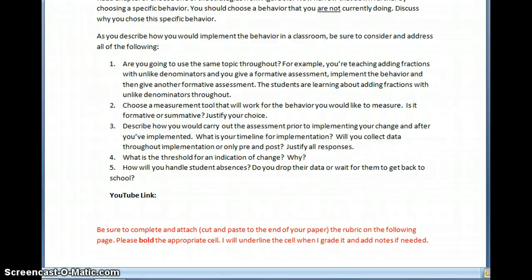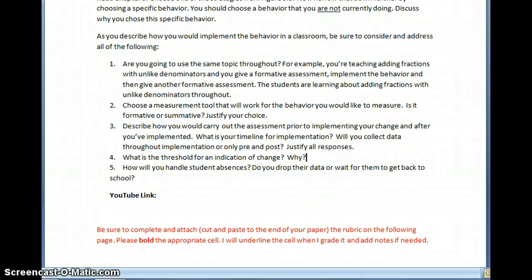Just tell me what you think. Tell me what you would be going for. Would it matter if it's a pre and post test? If they had a 75% on the pre-test and an 80% on the post-test, is that enough for you to say, yes, there is a change there? Why or why not? And then think about student absences. This is something that you definitely have to deal with.